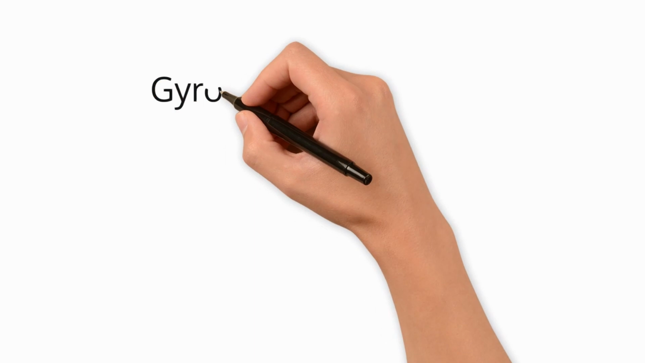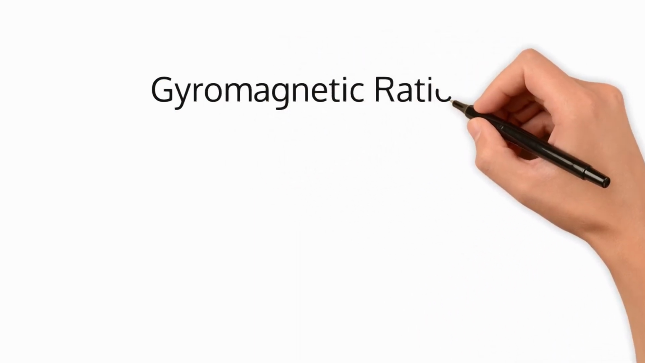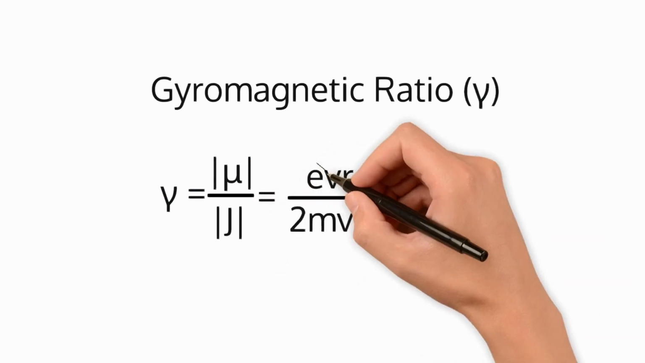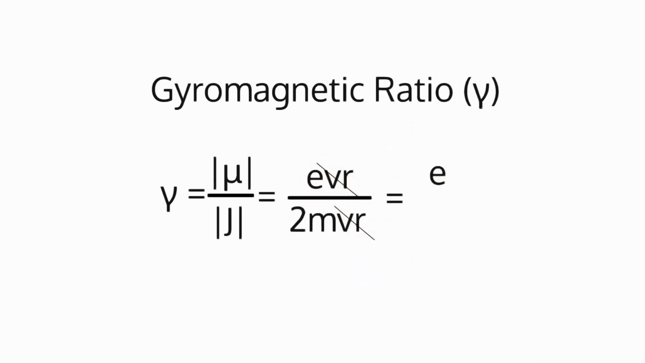One last thing to define that will be useful before we apply a magnetic field is the gyromagnetic ratio, gamma. We define it as mu over J, and as you can see from the animation, this cancels out to e over 2m. We will bring this back up later.